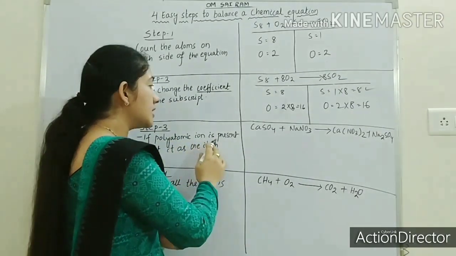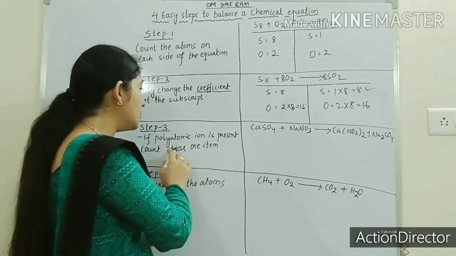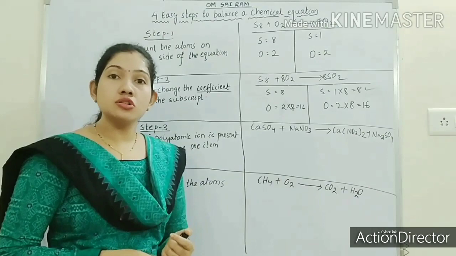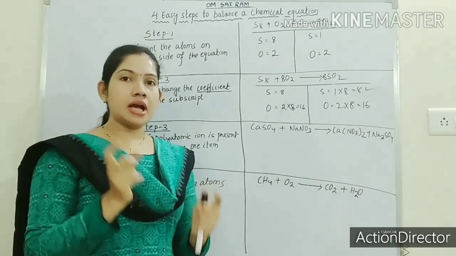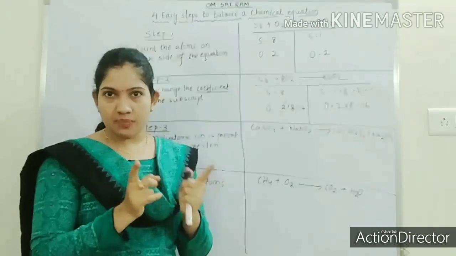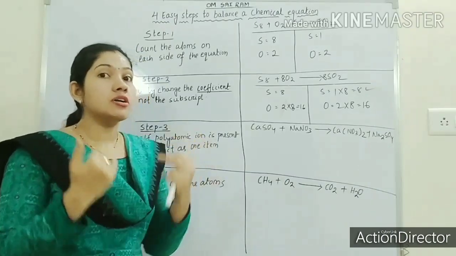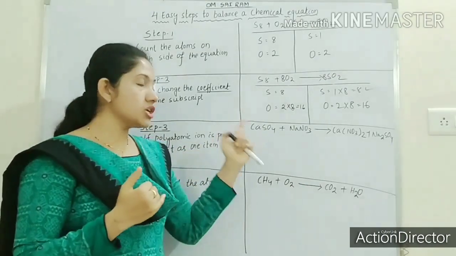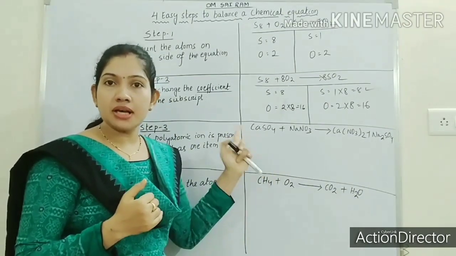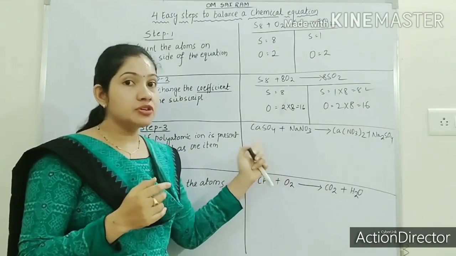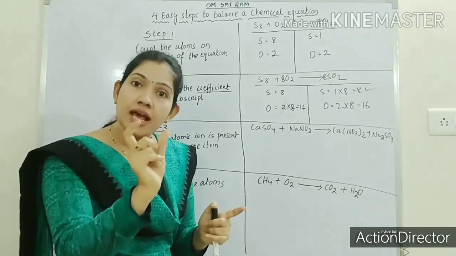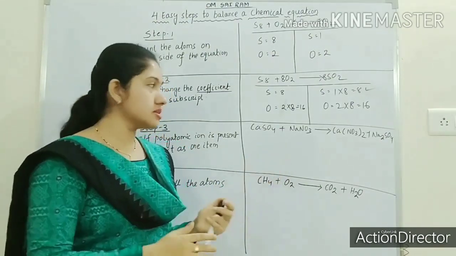If a polyatomic ion is present, count it as one item. In some equations we can also get a polyatomic ion. We have already discussed in our chapter what a polyatomic ion is, so I am not repeating that again. If in an equation we get a polyatomic ion, then we have to take that polyatomic ion as a single item. Let us discuss what this is.